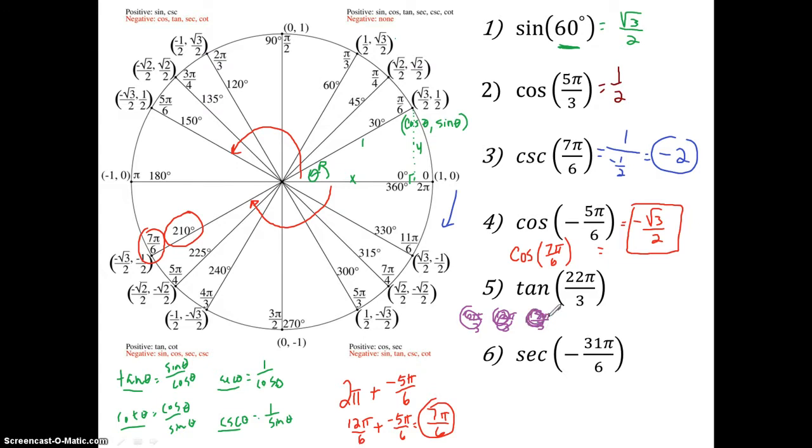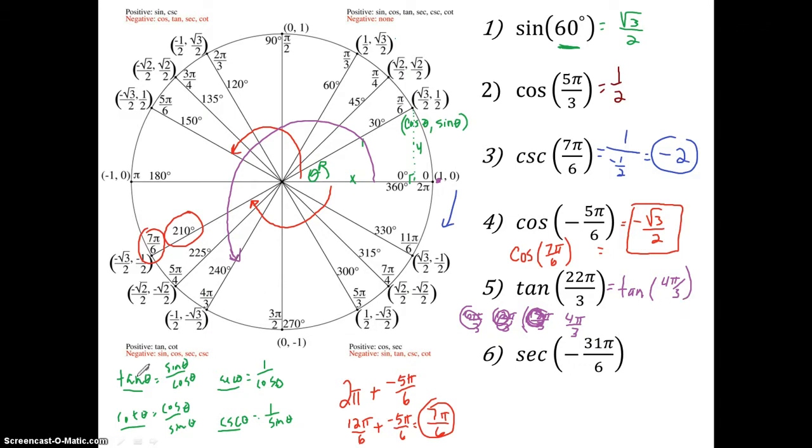And then what am I left with here? Now I'm starting from the beginning. 18, 19, 20, 21, 22. It looks like I have a remainder of 4 pi over 3. So when I get to 18 pi over 3, I'm going to start here again. Then I'm going to go 4 pi over 3 all the way right here, and that's where I'm going to finish off. So it looks like this is going to be the same as tangent of 4 pi over 3. Okay, 22 pi over 3 is coterminal with 4 pi over 3.